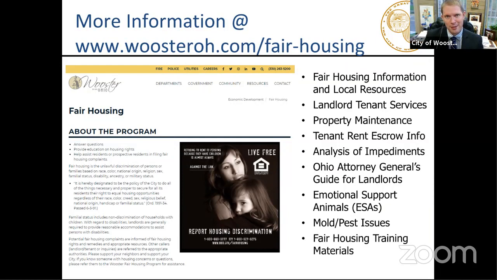We do get questions about tenants who want to not pay their rent because landlords are refusing to make repairs. There is a legal way to do that. It's called placing rent into escrow with the Wayne County courts. But there is a detailed process that needs to be followed. The landlord needs to be provided written notice first to make those repairs and be provided adequate time to make those repairs. So we have some information on our website on how you can do that as well.